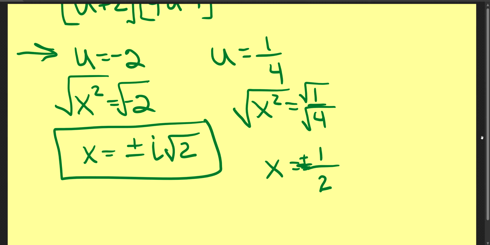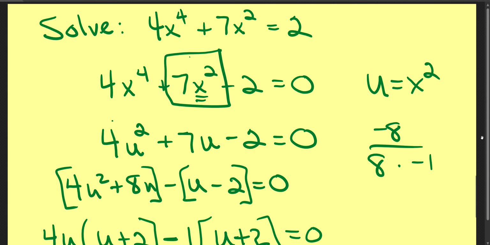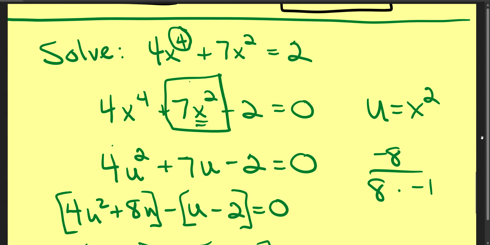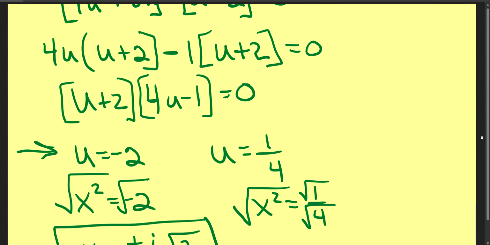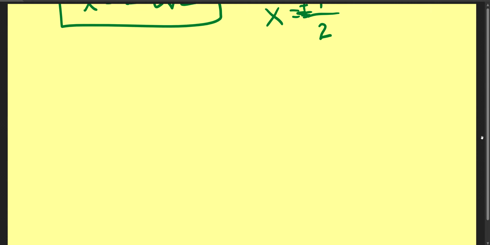Okay, and in this case here, we have 4 solutions. So here I got plus or minus i root 2, and this is x equals plus or minus 1/2. 4 answers as indicated to us by the original problem where it's x to the 4th, which is telling us we could have up to 4 solutions. Okay, that was example 2.